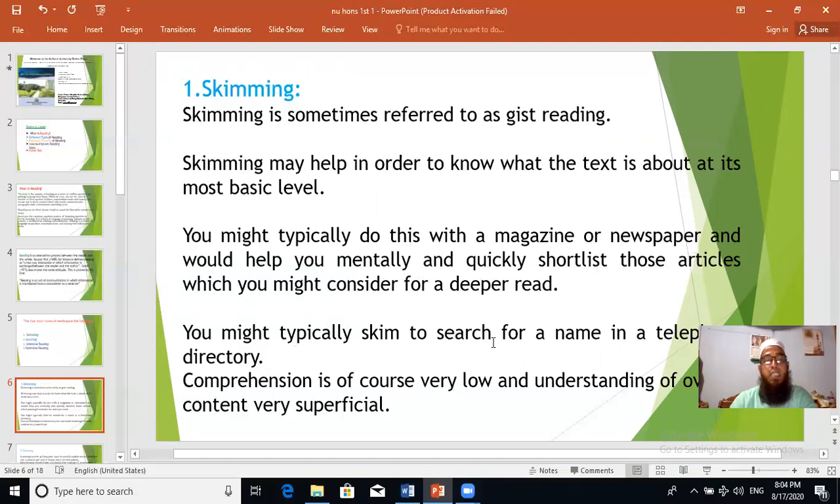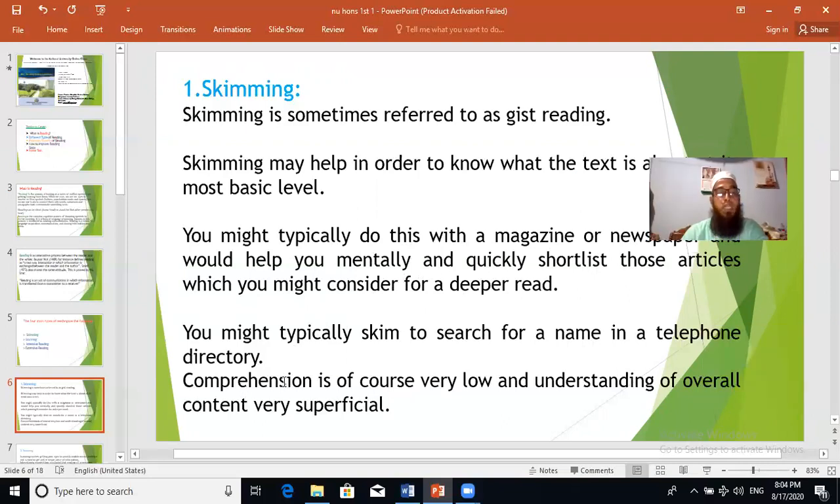You might typically skim to search for a name in a telephone directory. That is another example. Perhaps you are looking for a name in your telephone directory, the name of someone to make a call. So then you are skimming, you are quickly looking for the name or the particular number.